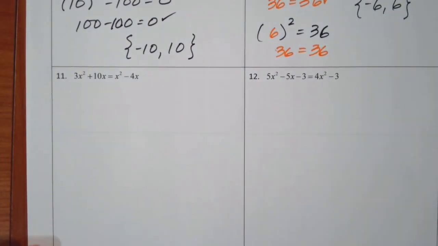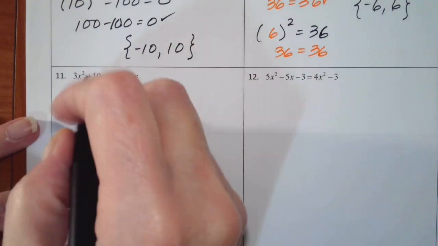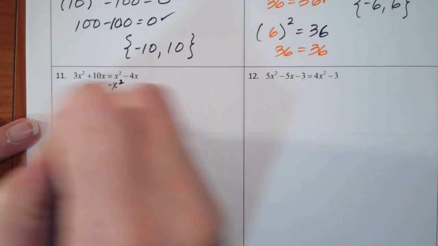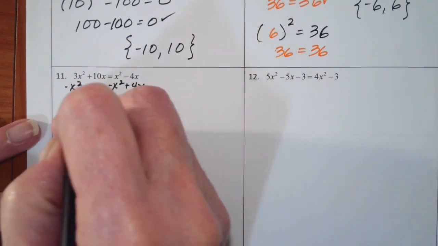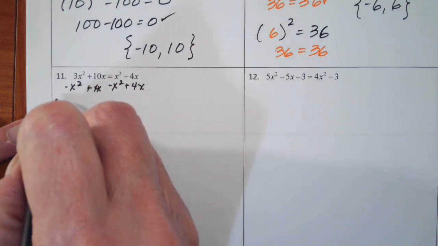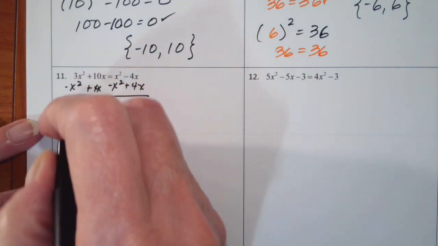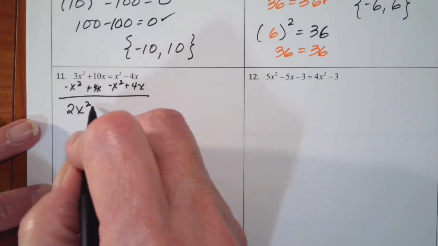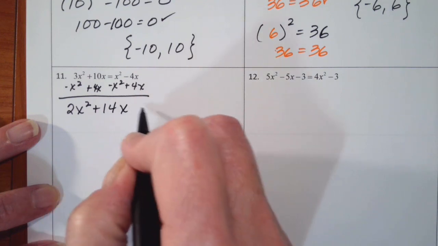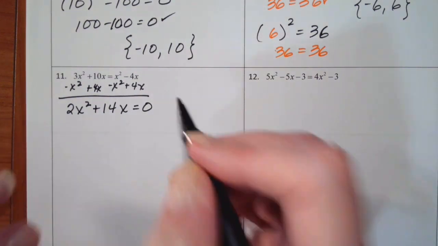Okay, well, this one looks like a mess. But the first thing that I have to take care of is that it needs to equal 0. So I'm going to have to subtract x squared from both sides. Notice I'm going to line it up. And I have to add 4x to both sides. So 3 minus 1 gives me 2x squared. 10 plus 4 gives me 14x equals 0.